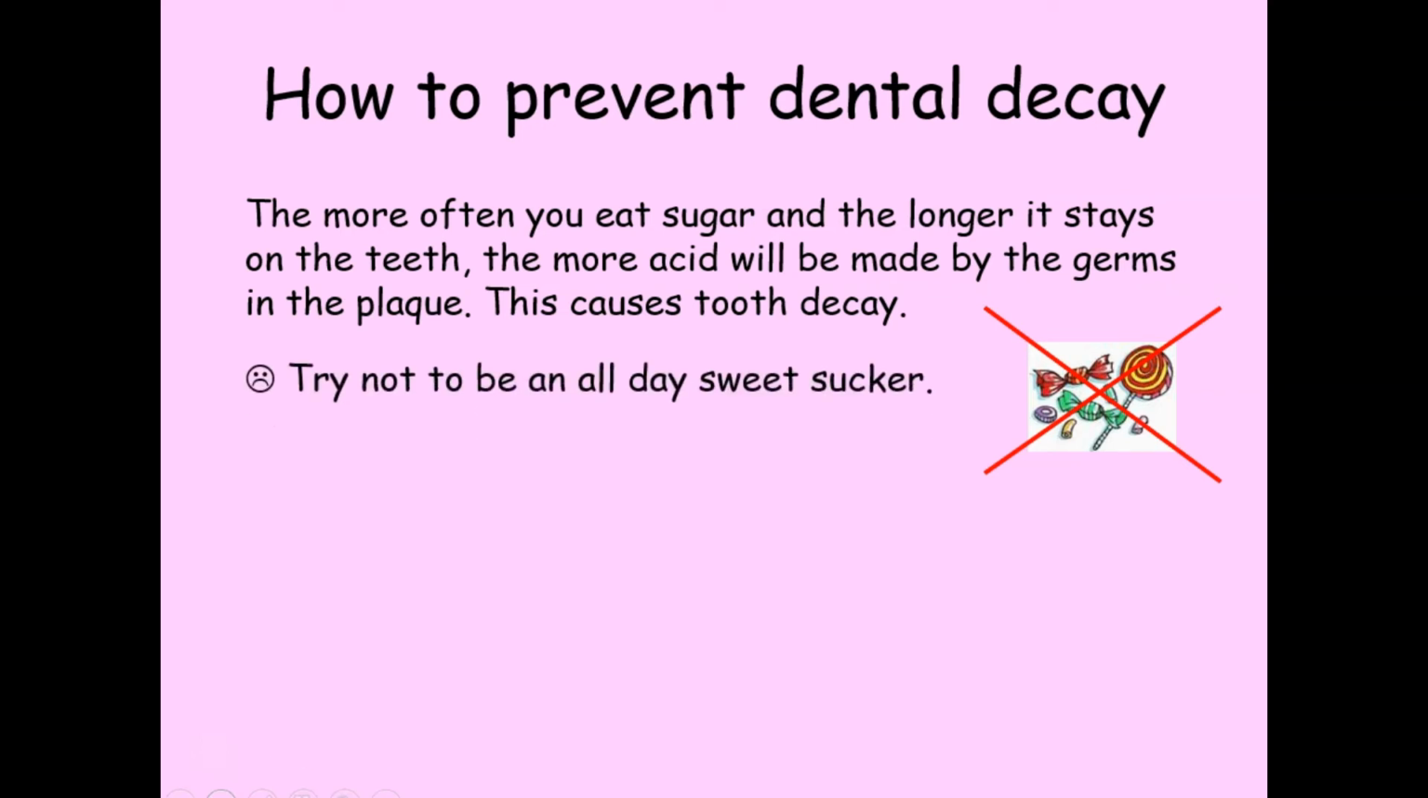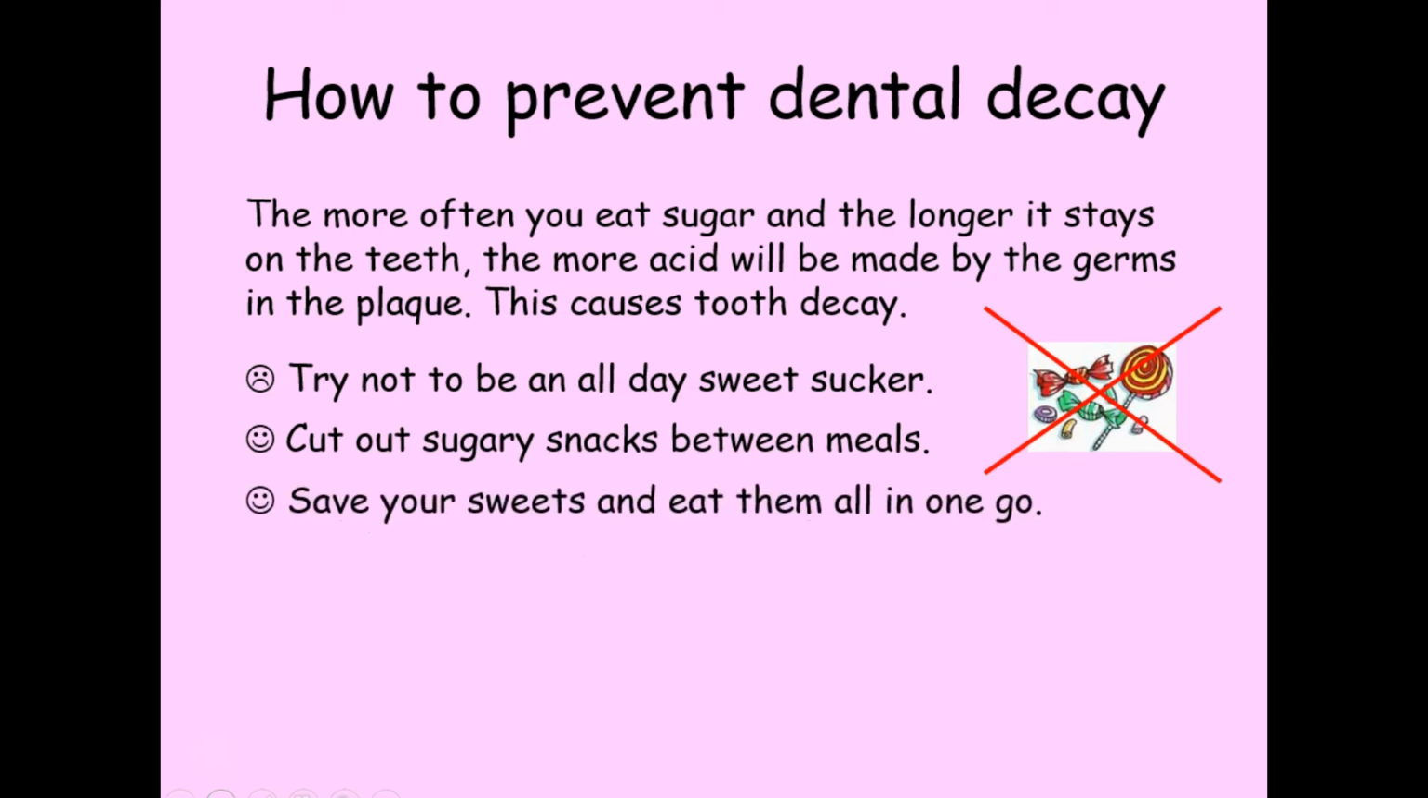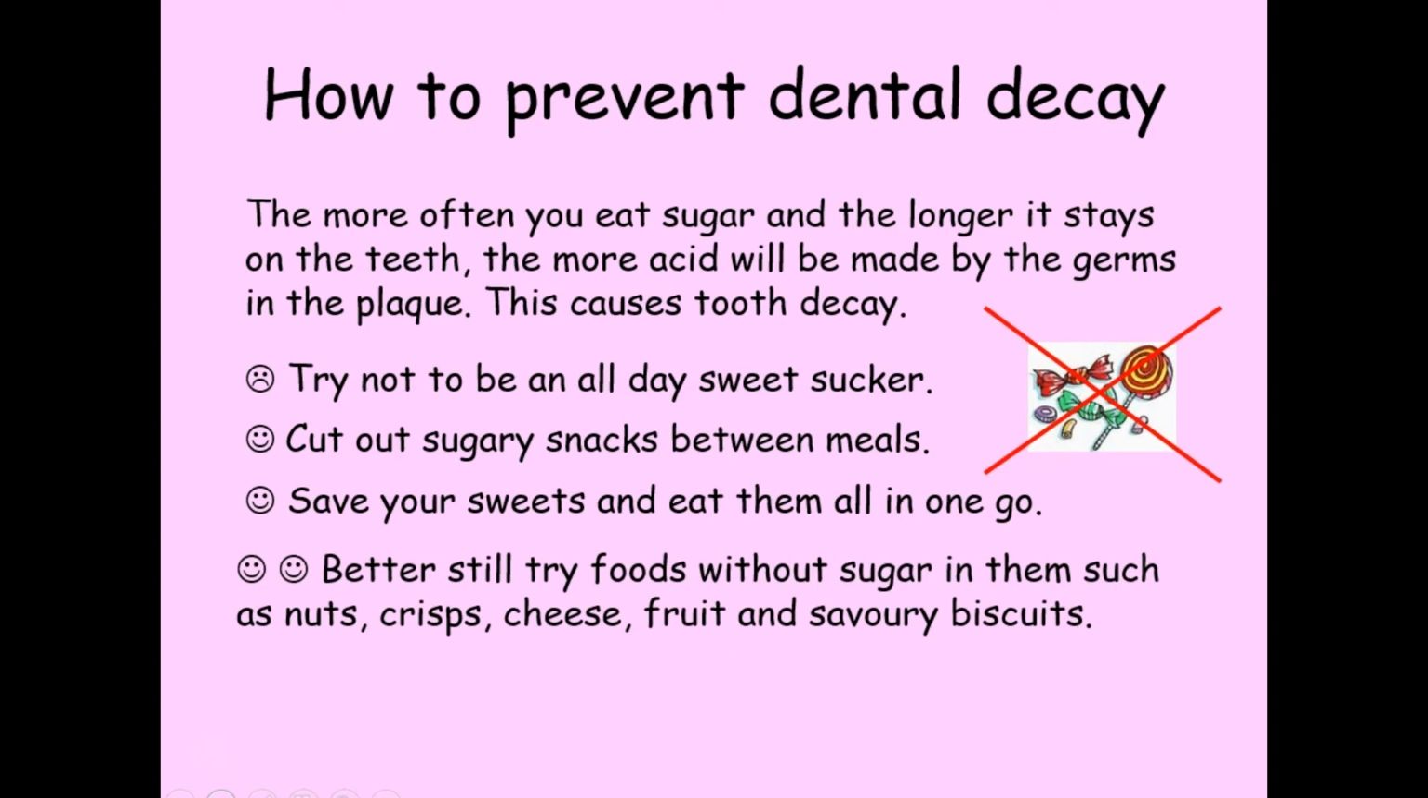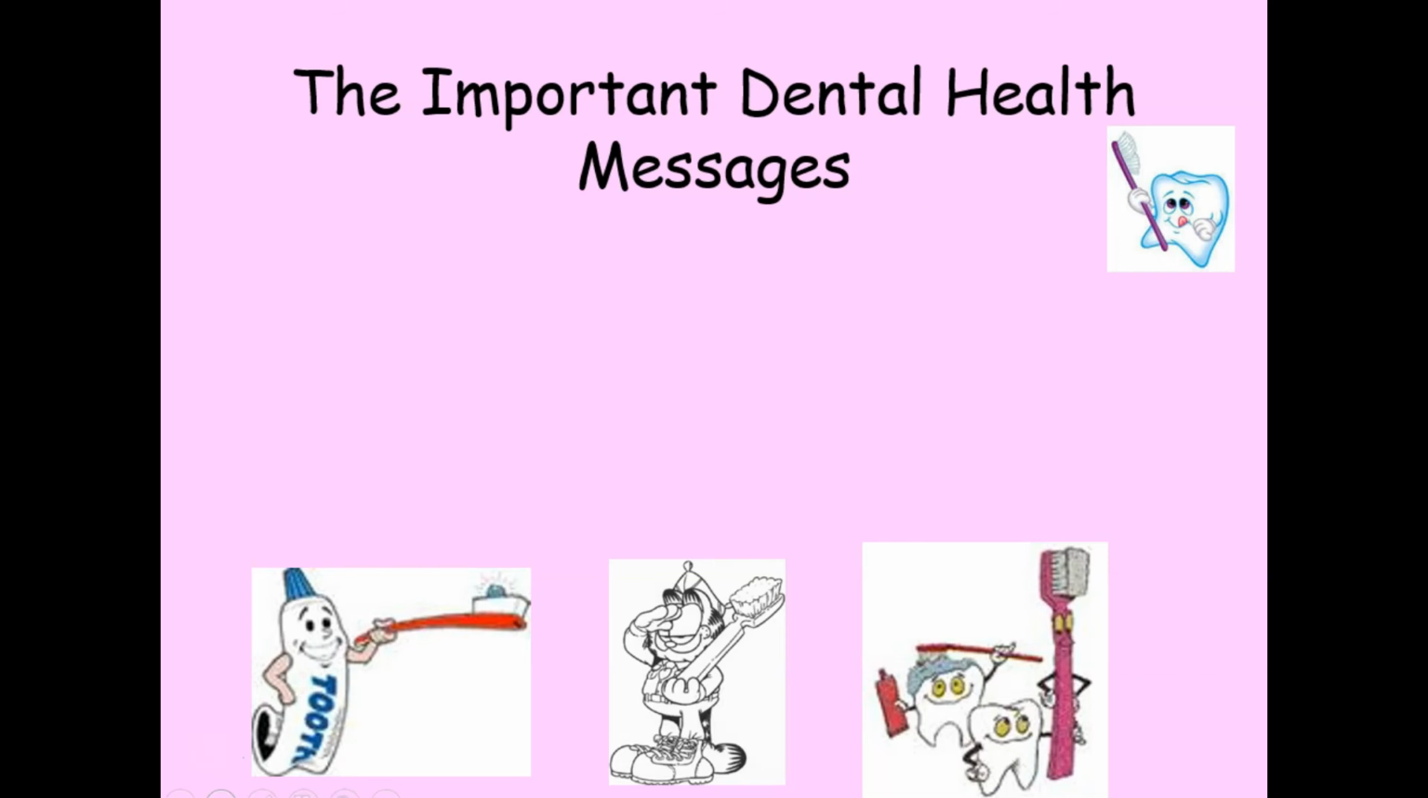So, try not to be an all-day sweet sucker. Cut out sugary snacks between meals. Save your sweets and eat them all in one go. It's better to eat them all in one go than to keep sucking them all day, because if you keep sucking them all day, there's going to be a film of sugar over your teeth all day long. Better still, try foods without sugar in them, such as nuts, crisps, cheese, fruit and savoury biscuits. Not sugary ones, savoury ones.